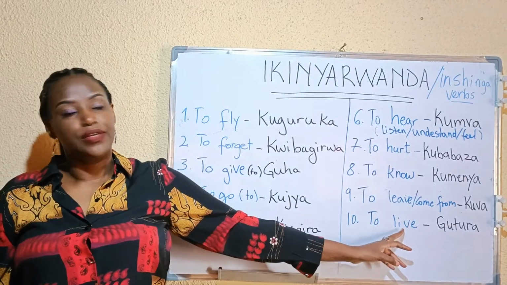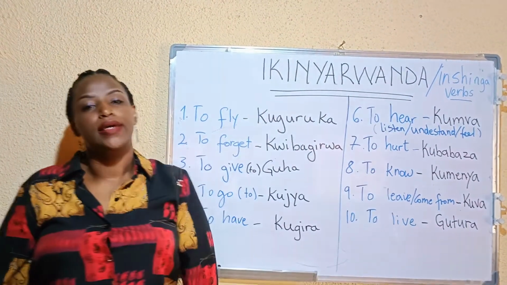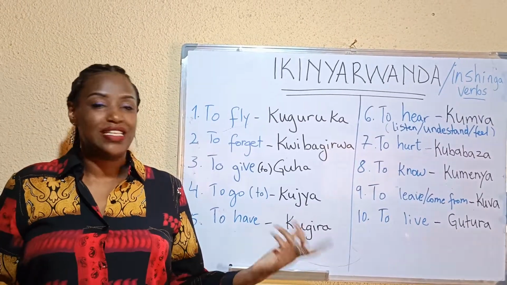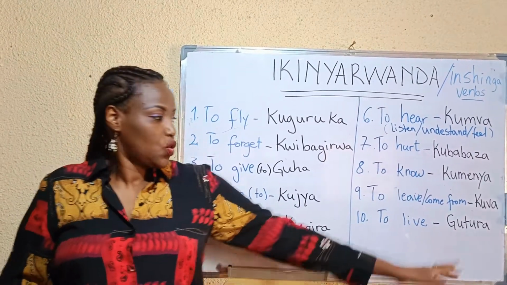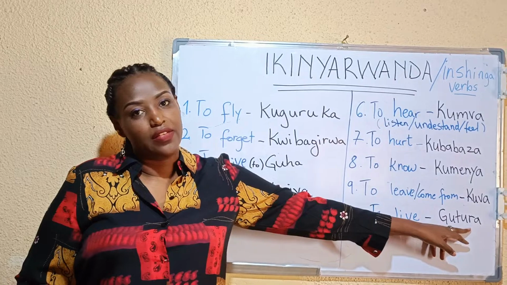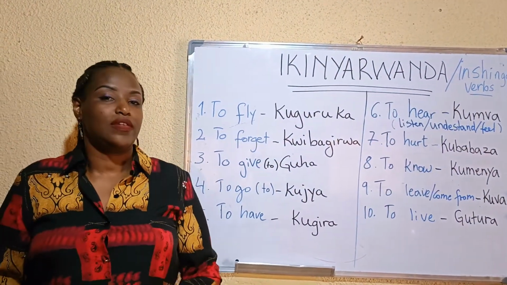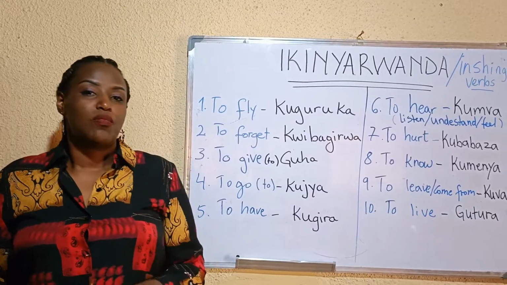To live, gutura. This also is irregular because when you conjugate, you say I live, nituye. It changes a bit at the end because it's not nura, it's nuye. It's also irregular. Thank you so much.